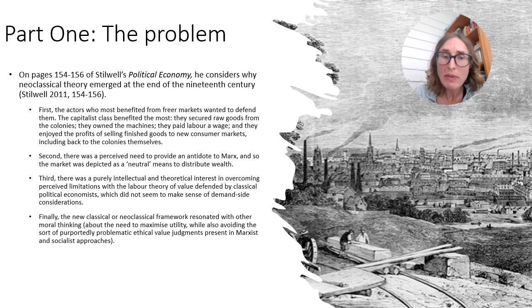Secondly, according to Stilwell, there was a perceived need to provide an antidote to Marx. As I've said, socialism for this period was a realistic political option. There was a lot of interest, widespread interest in the socialist cooperative movement. Robert Owen, one of the most renowned cooperative thinkers, whose work was at the root of the Rochdale Society of Equitable Pioneers, founded in 1844, was immensely popular.